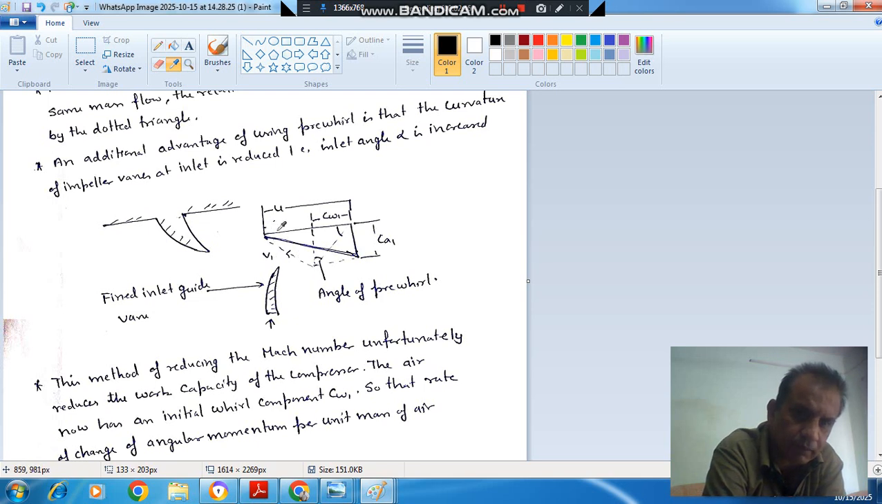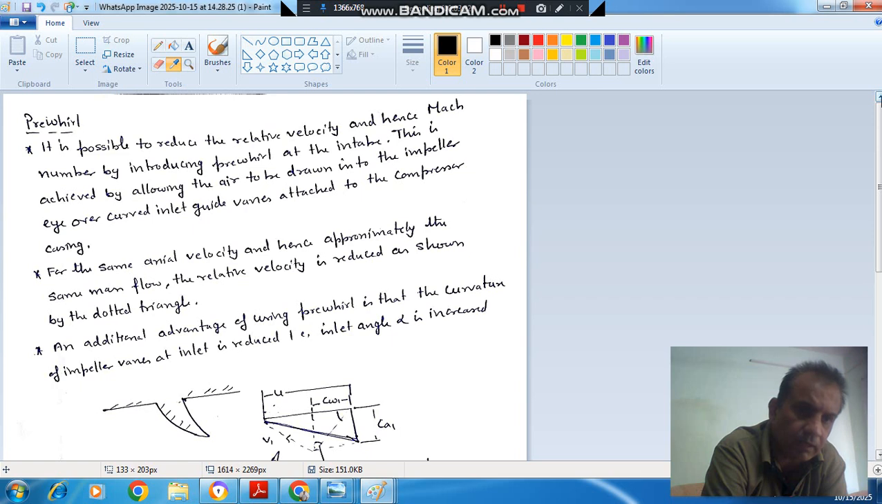In the tangential direction the relative velocity is U minus CW1, and in the axial direction the velocity is CA1. So this is your relative velocity. It means this V1 has been reduced by providing this inlet guide vane, by providing this CW1. This is called the angle of Prewhirl. So V1 has been reduced, and if V1 is reduced, then the Mach number will reduce. That is the way to reduce Mach number, and it is called Prewhirl. I am reading this out: it is possible to reduce the relative velocity and hence Mach number by introducing Prewhirl at the intake.